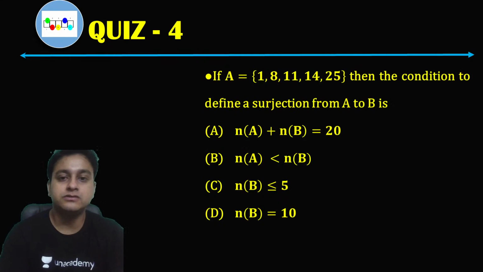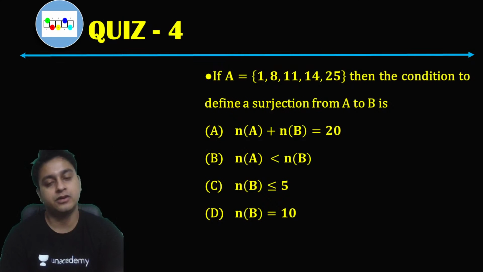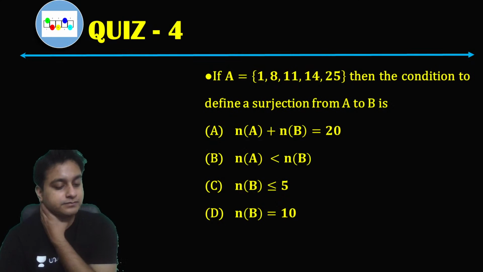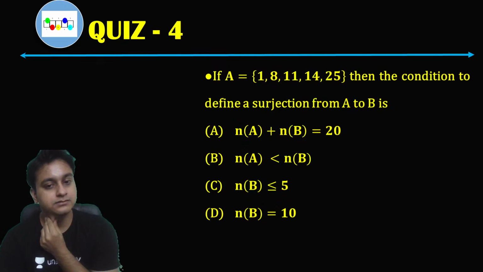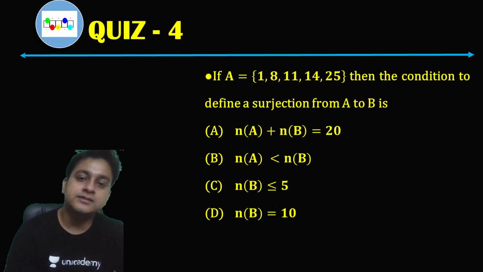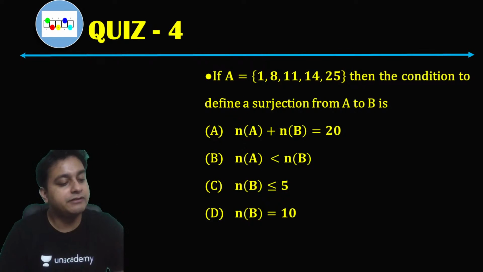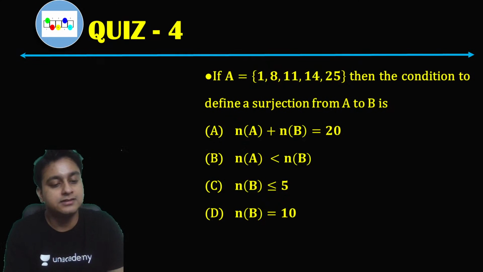If A is 1, 8, 11, 14, 25, then what are the conditions to define a surjection from A to B? Come on, guys. I've told you all these cases and we've discussed this in detail, to be frank.